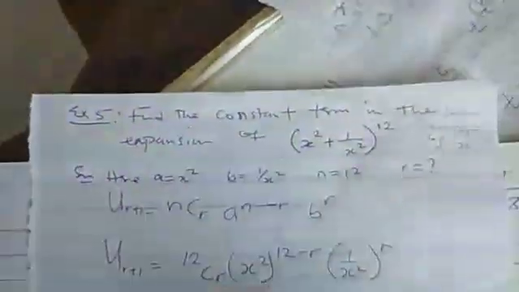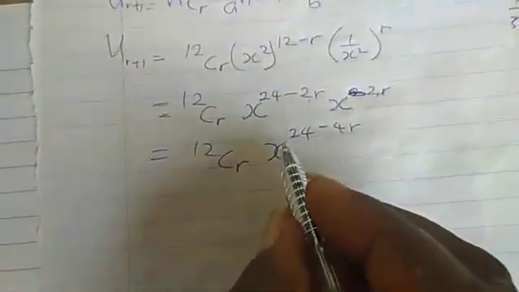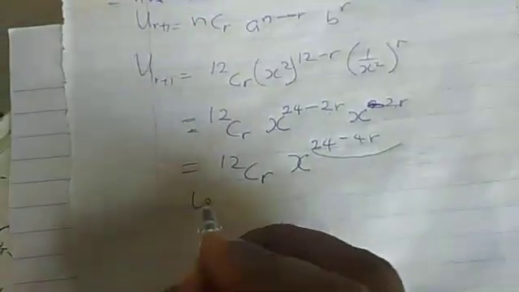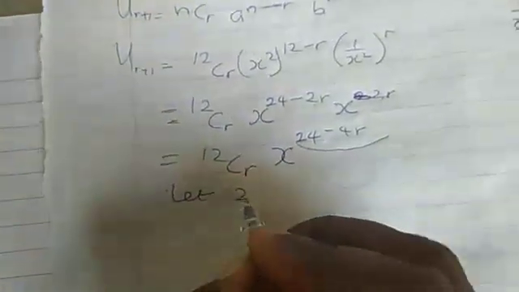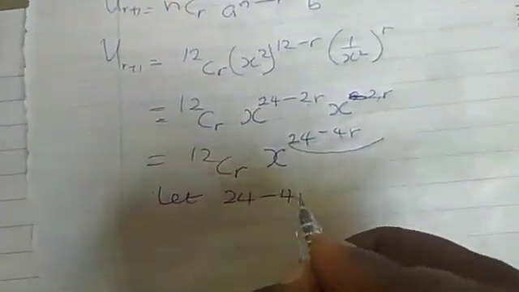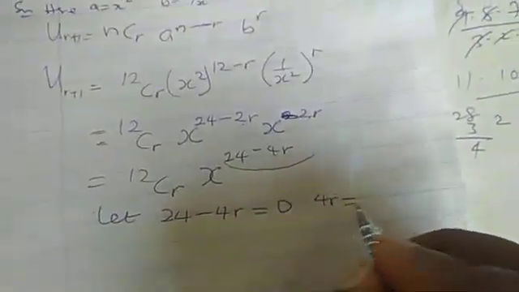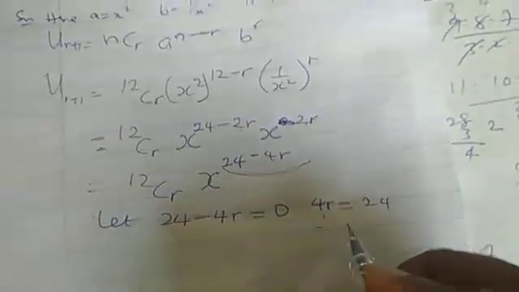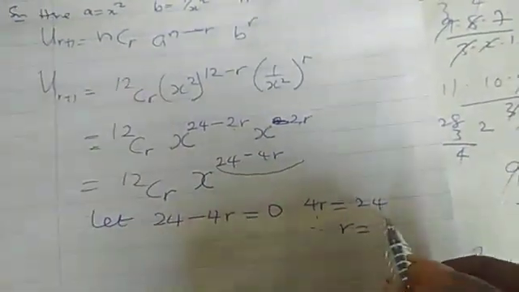Now, if the question says find the constant term, it simply means find the term that has no s at all, or find the coefficient of s raised to power 0. In that case, you make this place equal to 0. As we are letting that place be a value, for this case you only say let that place be 0. You now need to find your r. 4r is equal to 24. Therefore, r is 24 over 4, which is 6.